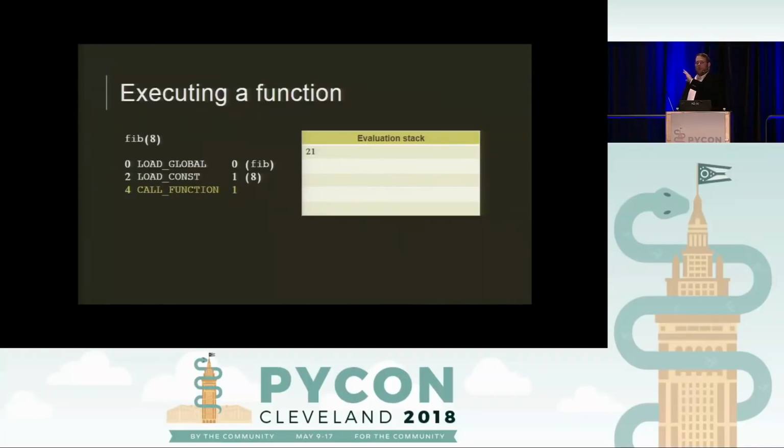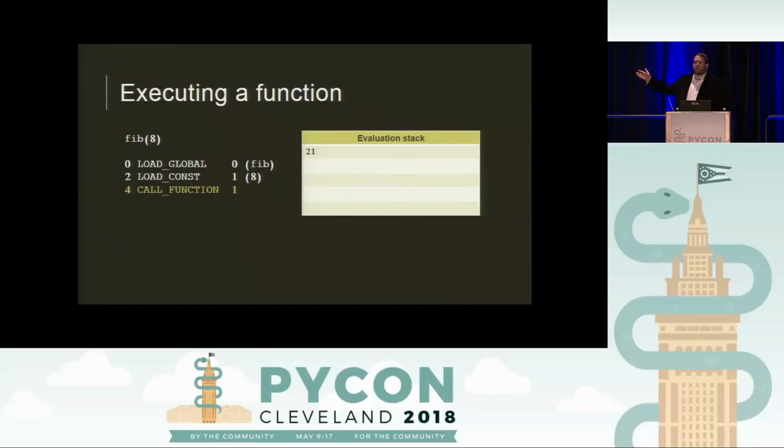The way Python is calling this function, we're only using positional arguments, is it pushes the function onto the stack, pushes the positional arguments on top of it, then call function. The argument is the number of positional arguments to the function. It pops all those off. It knows the function is the next thing there, pops that off, pushes a new frame onto the call stack, executes our Fibonacci function inside that new frame, gets a return value of 21, pops the call stack, gets that frame off, and the return value goes onto the top of our evaluation stack right here where we called the Fibonacci function. And that is step by step how Python is going to execute this function.